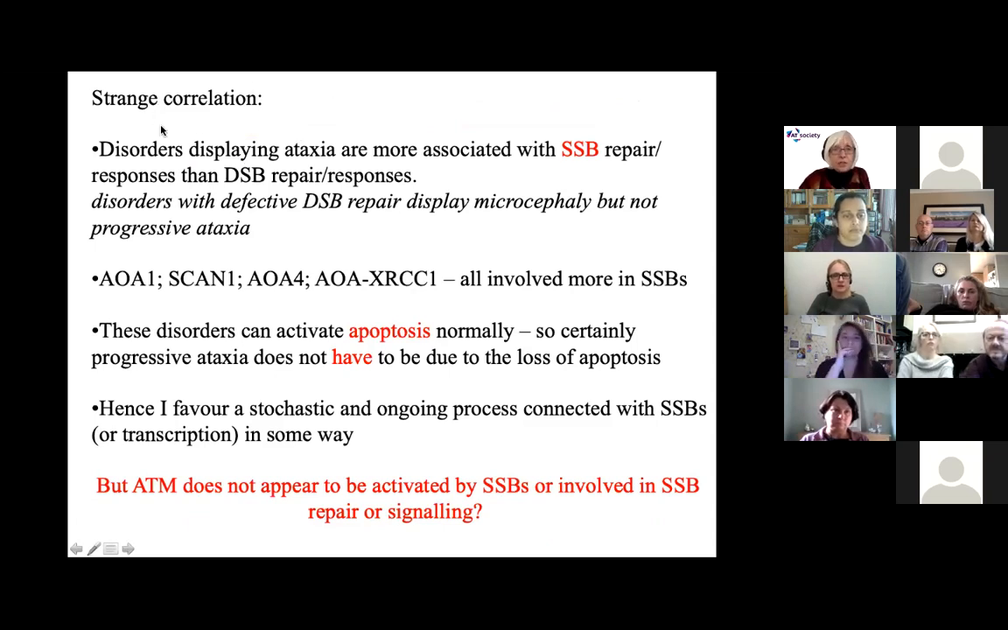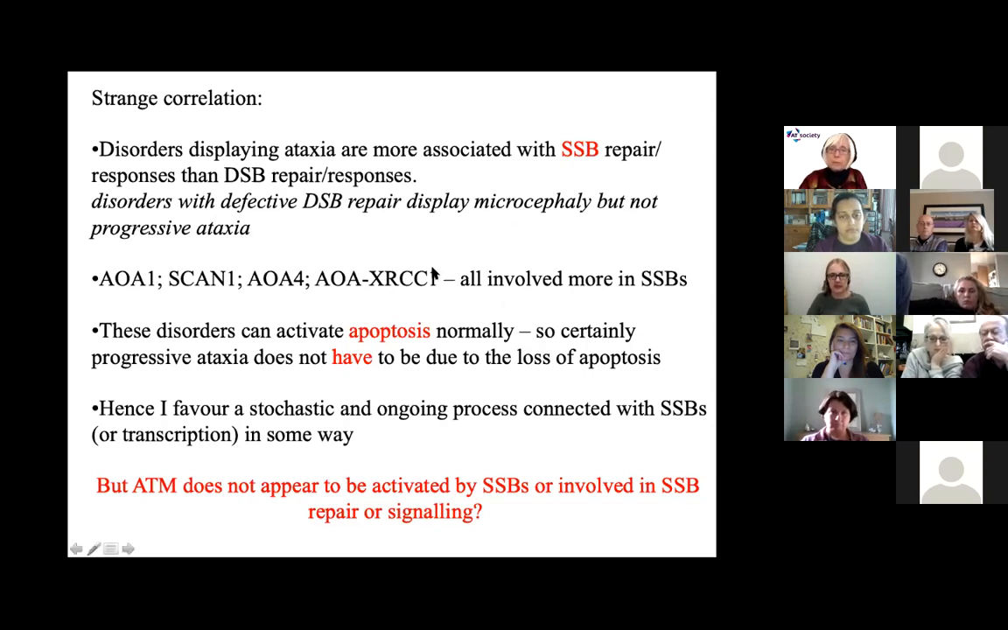And on top of that, there's another strange correlation, which is that the disorders displaying ataxia are much more associated with defects in single-strand break repair, so just one of those strands of your DNA, than they are with double-strand break repair responses. I've already told you about the microcephaly patients. But these disorders are all involved a bit more, some of them much more, in single-strand break processing than double-strand breaks. AOA1, as I said, does both single-strand and double-strand breaks, but there are many more single-strand breaks than double-strand breaks. So I think probably this is the more important role.